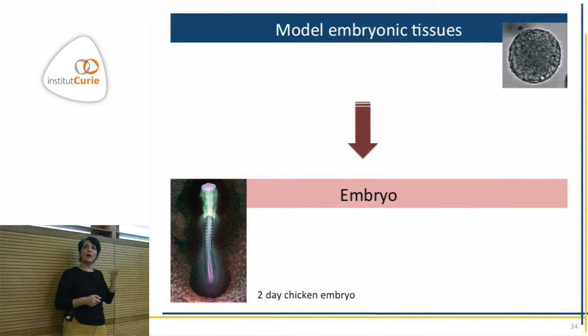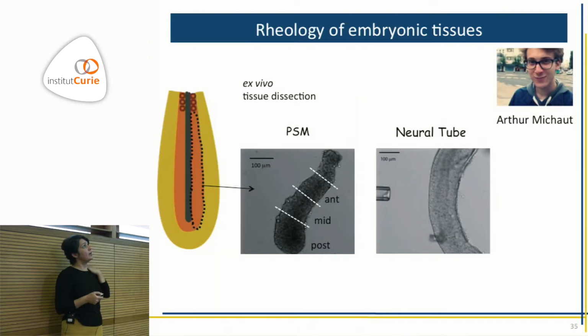So how can we apply this technique to measure embryonic mechanical properties? This work was done by Arthur Michaud, who was at the time a PhD student. The way we approach this is that we dissect our tissue outside of the embryo, and then we divide it into 3 regions, the posterior, mid, and anterior, and we do our experiments on them. So we can do different types of experiments.